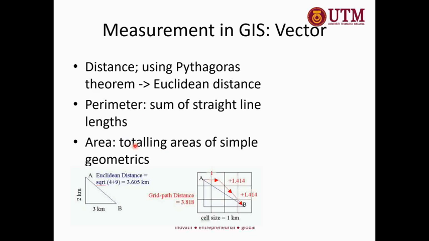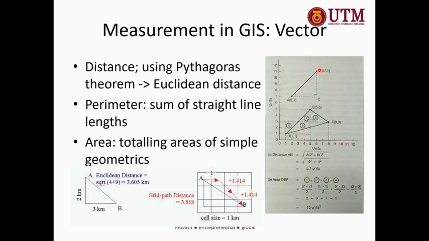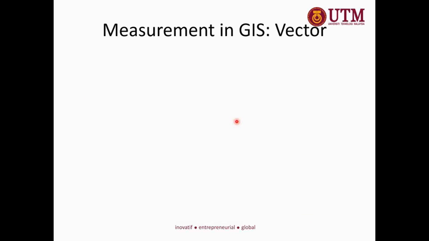For the area, the total area of simple geometric shapes, we can use the mathematical calculation. So that's a simple measurement in GIS. In this example, you can get the area by combining the squares, 1 2 3 4, 1 2 3 4, and then you get the unit. For example, maybe 10 square kilometers. So this is an example of how they do the analysis for measurement.